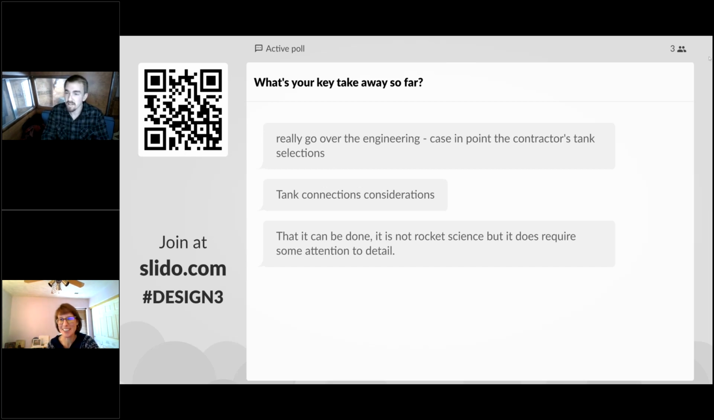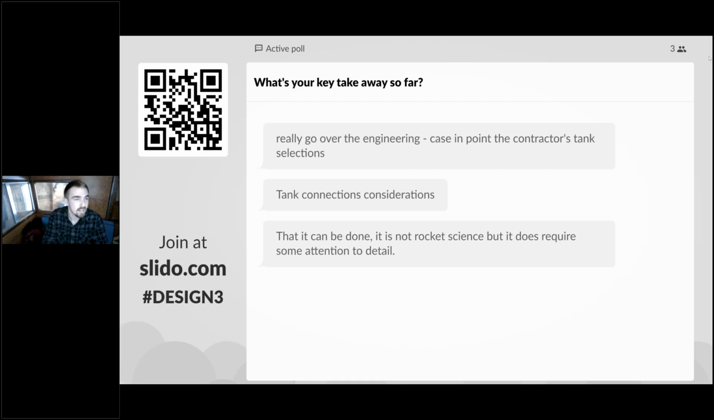Great. I'll let you take a look here. Really go over the engineering. Case in point, the contractor's tank selections.